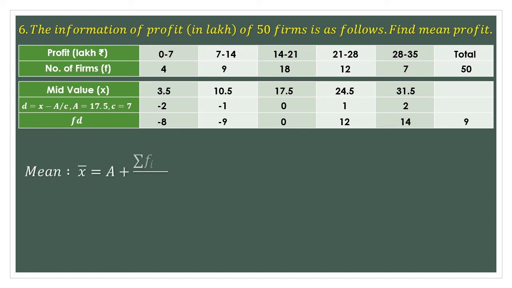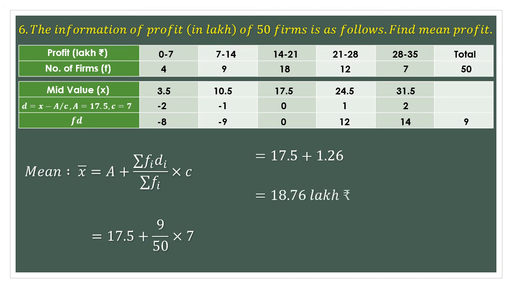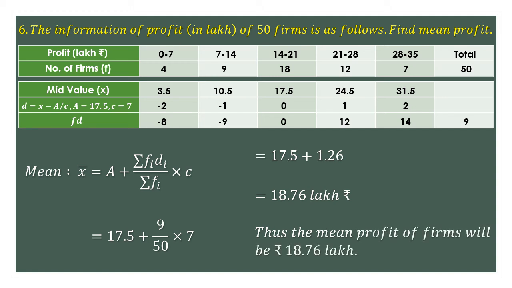So put this value into our equation for mean A plus summation Fi di upon summation Fi into C. The assumed mean here is 17.5. The common factor is 7. Fi di is 9 and Fi is 50. So solve the latter part. 17.5 plus 1.26 is 18.76 lakh rupees. That means thus the mean profit of firms will be rupees 18.76 lakhs.